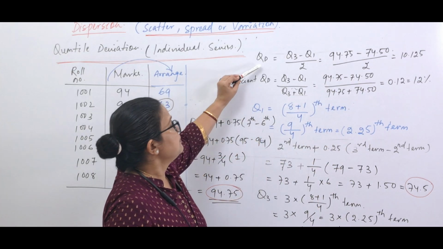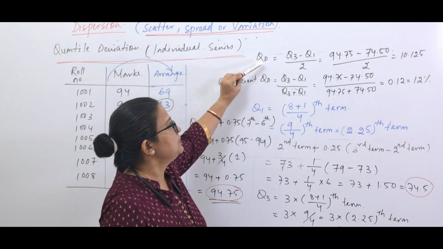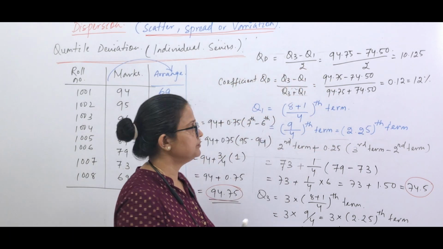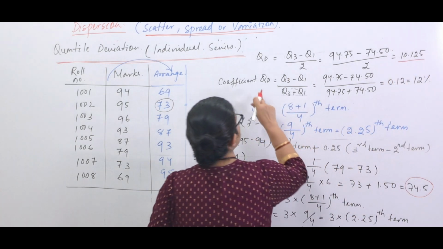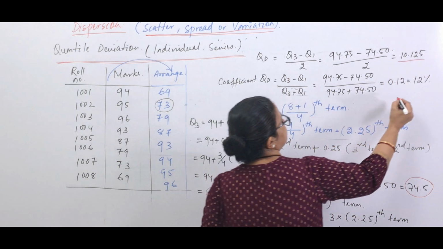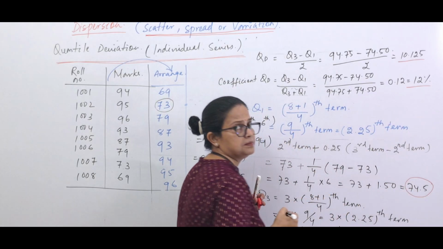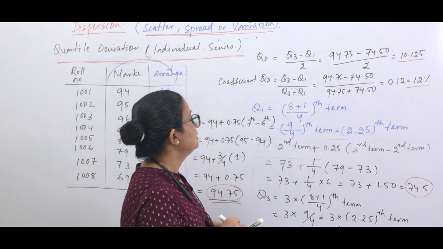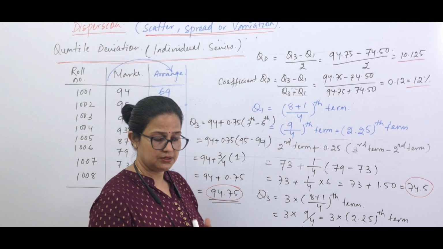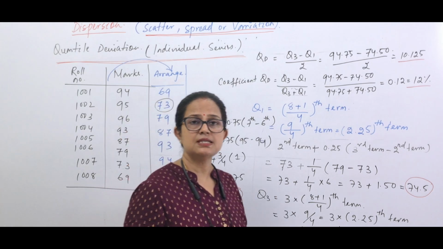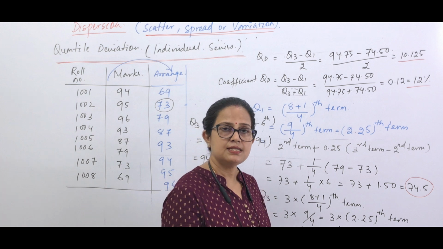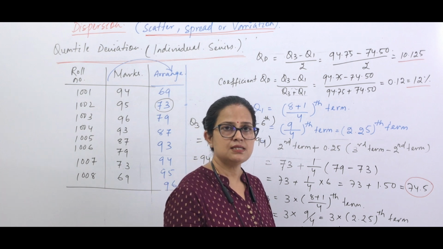So we have calculated the QD. QD is 10.125, that's the quartile deviation. And the coefficient of quartile deviation we got is 12%. So we have completed quartile deviation for individual series. Next class we will discuss discrete series and continuous series.